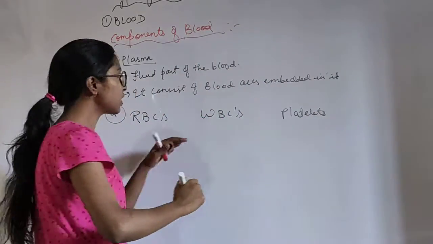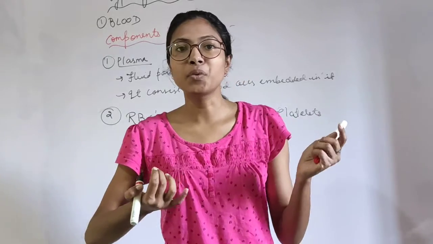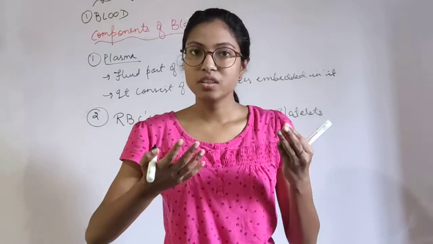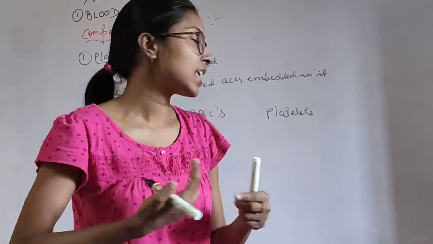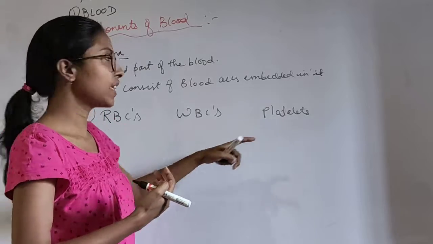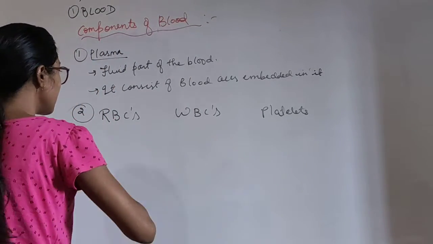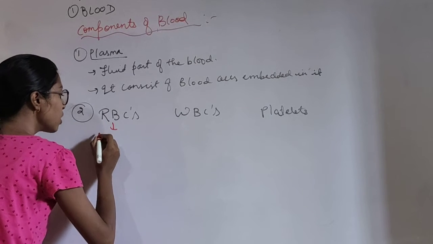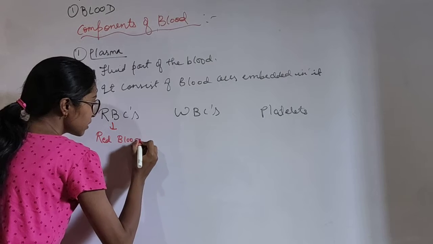So these are the components of blood. If you think that blood is a simple red color material flowing in our body, you are correct, but that blood consists of various types of cells, and those cells consist of RBCs, WBCs and platelets. Now RBCs stands for red blood cells. So this is the blood which flows in our body. So this is the red blood cell.